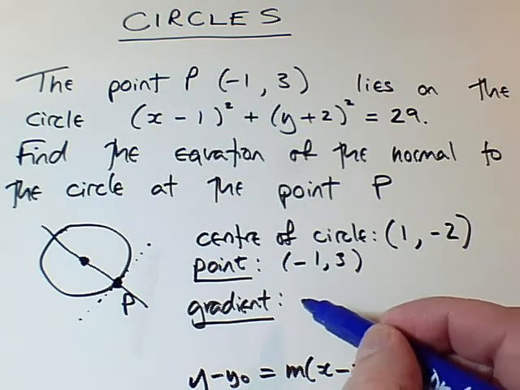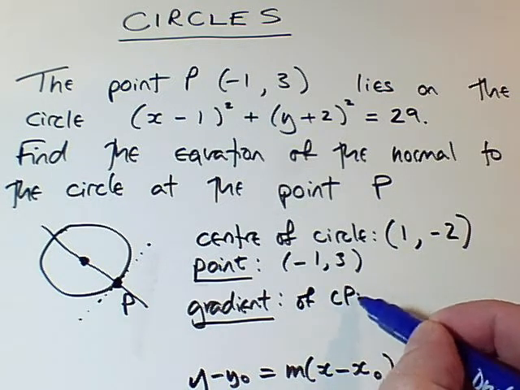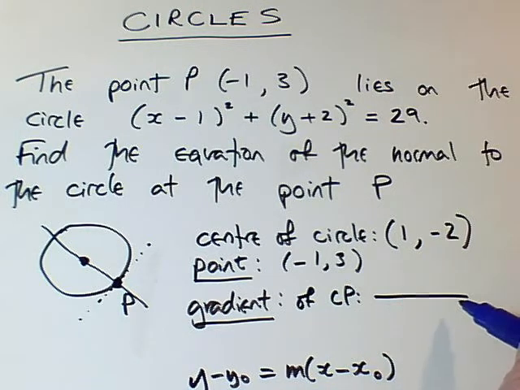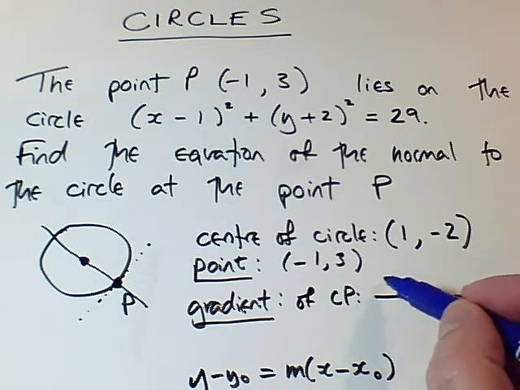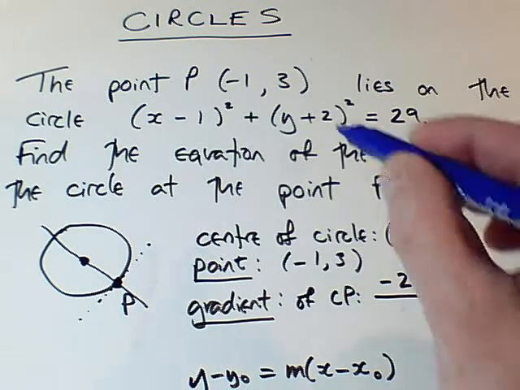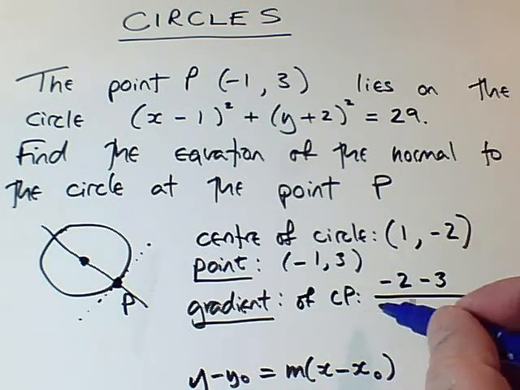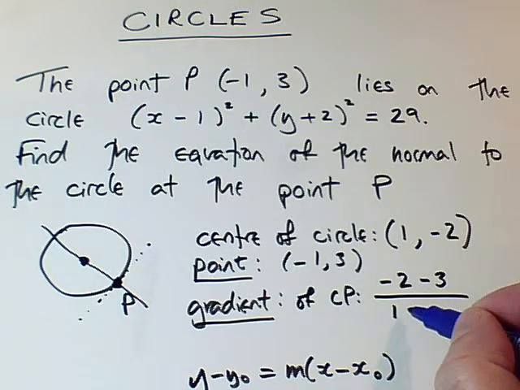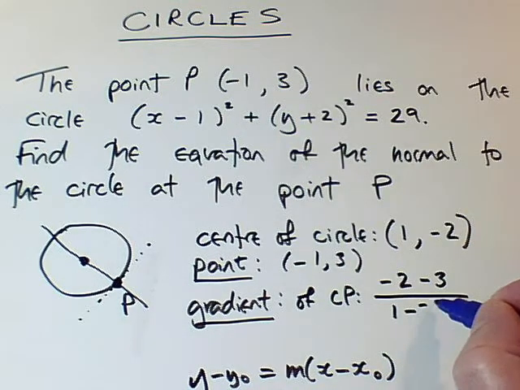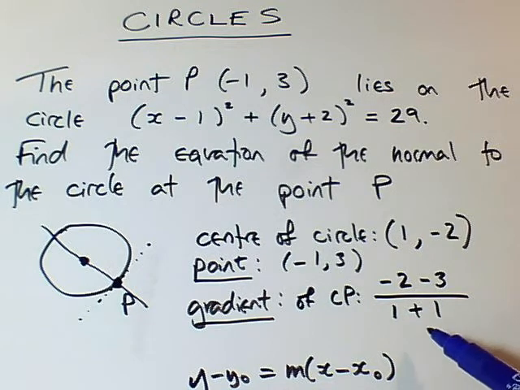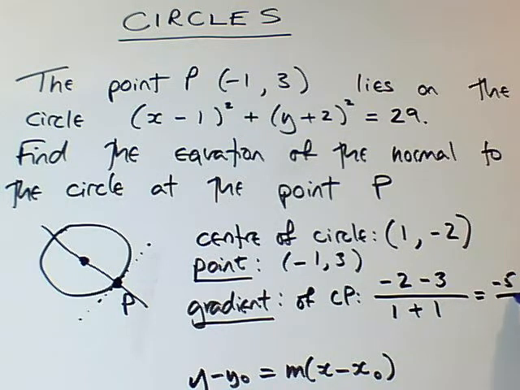And for the gradient, I'm going to work out the gradient of CP, which is going to be the difference in y over the difference in x. So the difference in y, if I start with the minus 2, take away the y coordinate of P, which is 3. And then for the difference in x, do it the same way around. 1, take away the x coordinate of P, which is minus 1. So I've got 1 take away minus 1 on the bottom there, which is the same as 1 plus 1. So I've got minus 5 over 2 as the gradient.